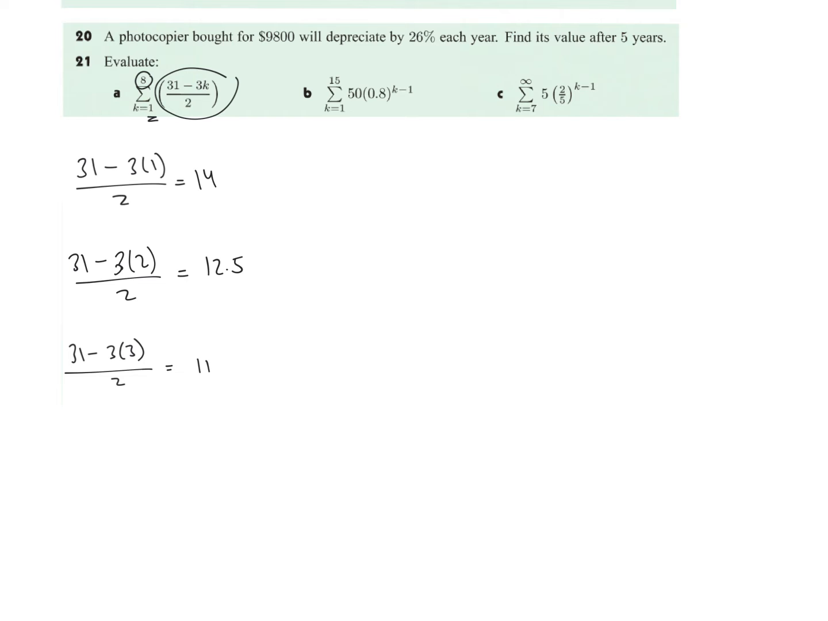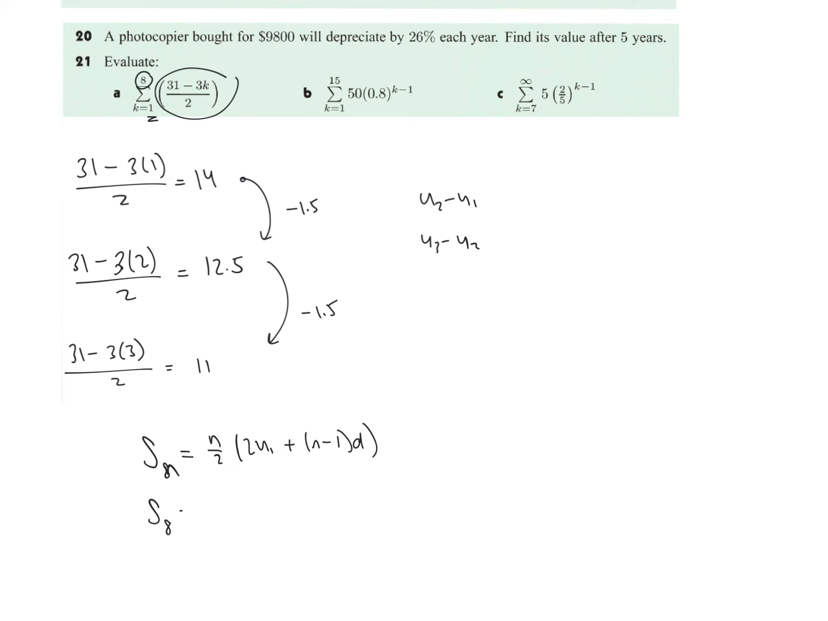So I can see that this is arithmetic, and that each time we're subtracting 1.5. You can always check that by doing U2 minus U1 or U3 minus U2. Okay, so they want us to find the sum of the first 8 terms, and it's an arithmetic series, so I'm going to use this formula. Sn equals n over 2, 2u1 plus n minus 1 times d.